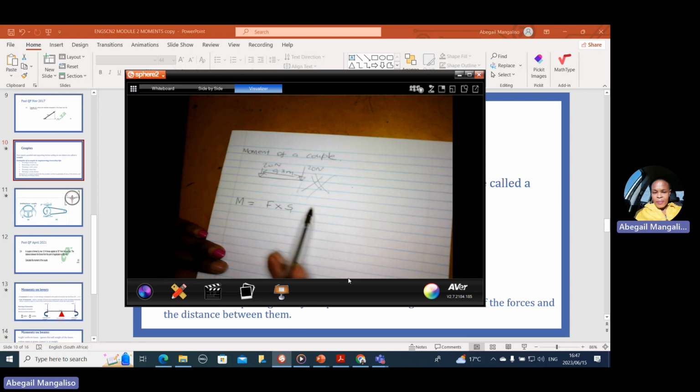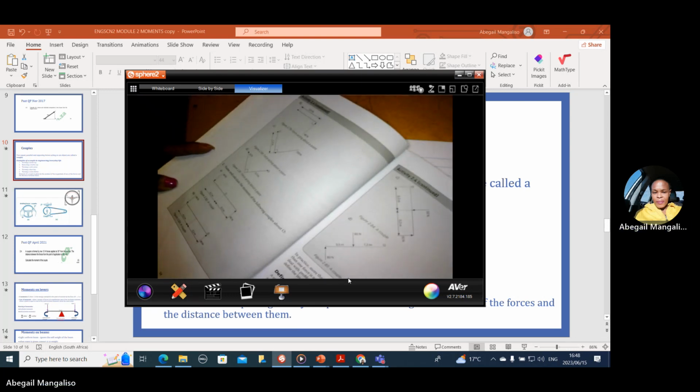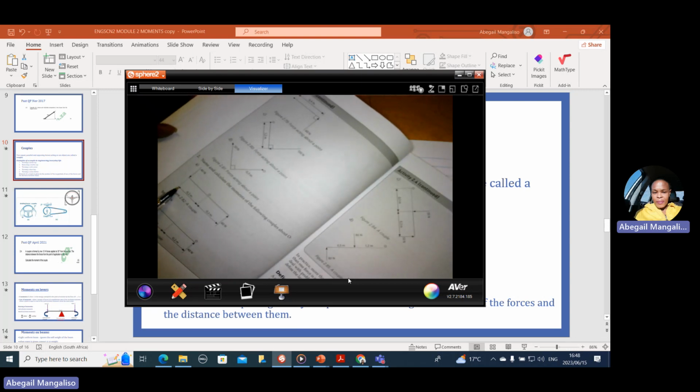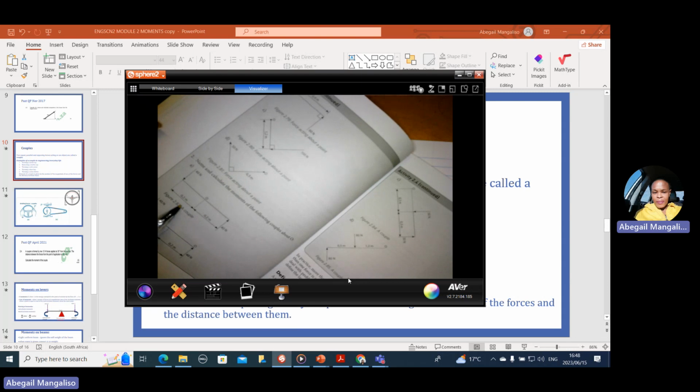Now, not all the questions will be asking you to calculate the moment of a couple. You can be asked to calculate the distance between these two forces, or the magnitude of this force. They are equal, remember. So you just need the magnitude of one of the forces and the distance between them. Let's have a look at this one. The moment of this couple will be, take one magnitude, so it's 40 multiplied by the distance between them, 0,2 plus 0,2, which is 0,4. So it will be 40 multiplied by 0,4.